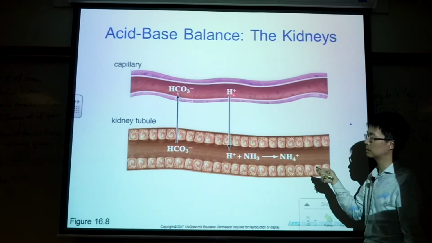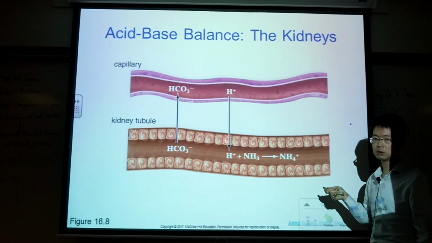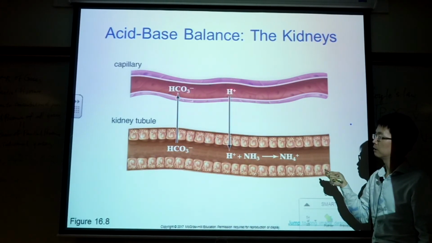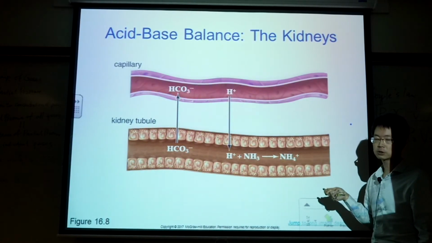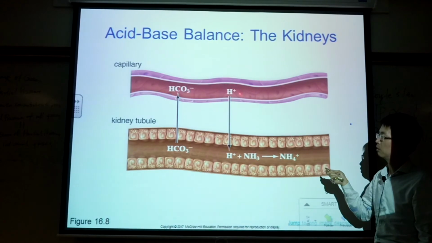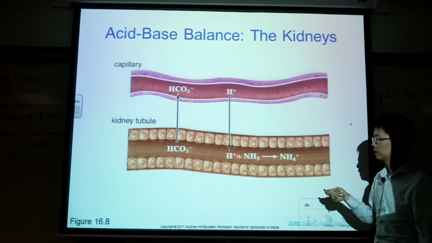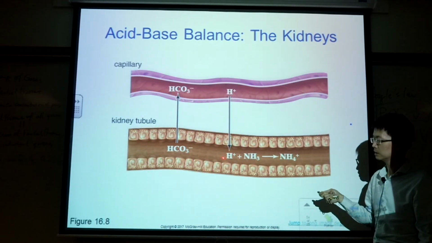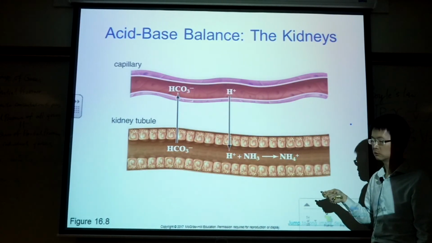In this case, it depends on the location. If it occurs in the Bowman capsule or glomerulus, we call this filtration. But when it happens in the proximal convoluted tubule or distal convoluted tubule, we call this secretion. Hydrogen ion can be secreted from your capillary into your kidney tubule. And then the ammonia, as we mentioned before, can absorb this hydrogen ion to become ammonium. This is the neutralization.